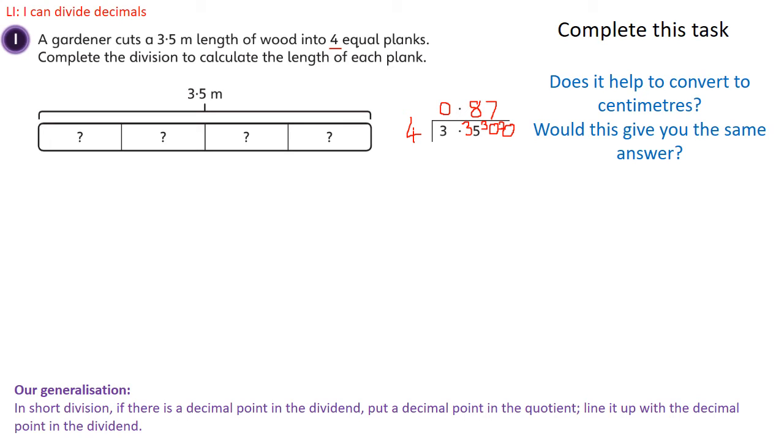Now I've got 20 divided by 4. Well, I know what that is because I know 20 divided by 4 is going to be 5. 5 times 4 is 20. So I haven't got any remainder. So I know that each plank of wood is going to be 0.875 metres. How did you get on with that? Did you get the same answer as I did? If not, go back and watch that part of the video again.